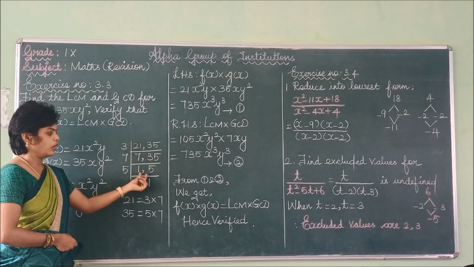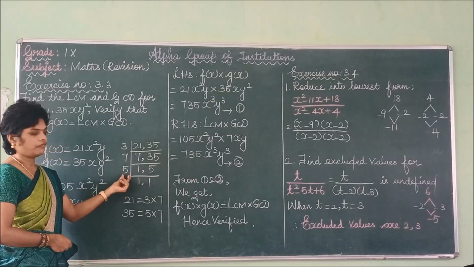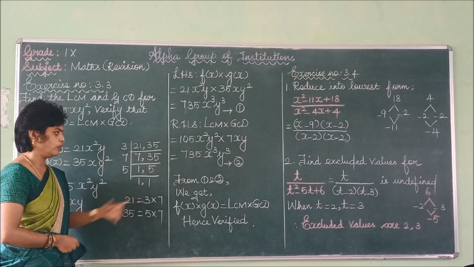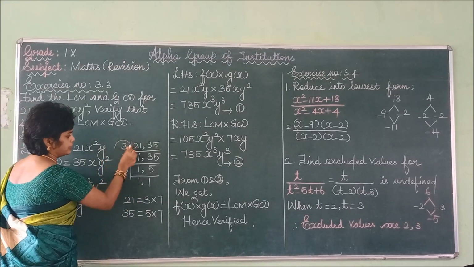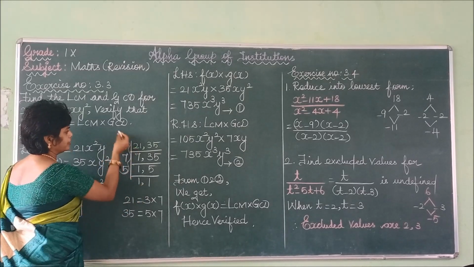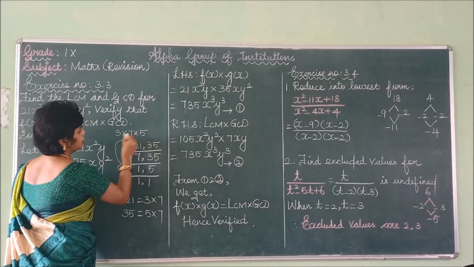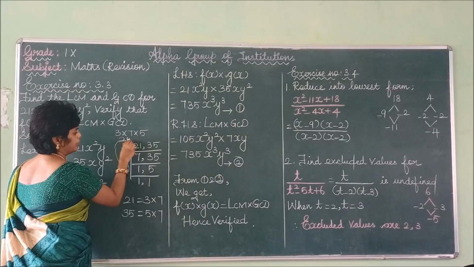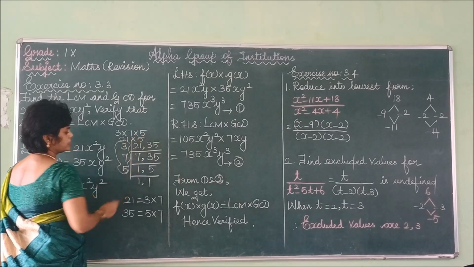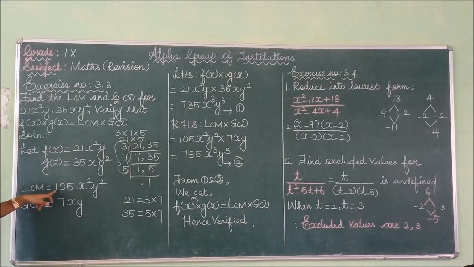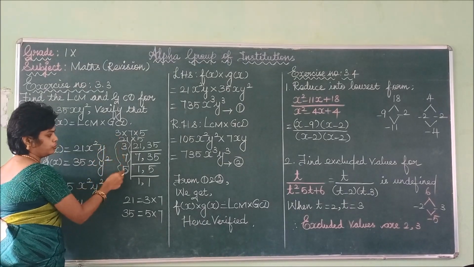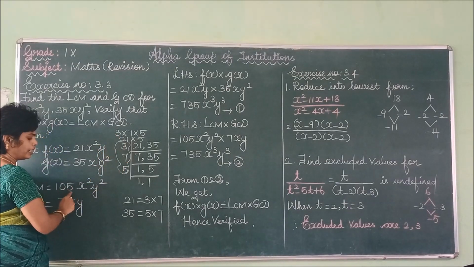Next look at the terms 1 comma 5. 5 comes in the 5 table only, so you can write 1 comma 1. Now multiply the factors. What are the factors? 3 into 7 into 5. 3 7's are what? 21. 21 into 5 is 105. That is what I have written here. LCM is equal to 3 into 7 into 5, that is 105.